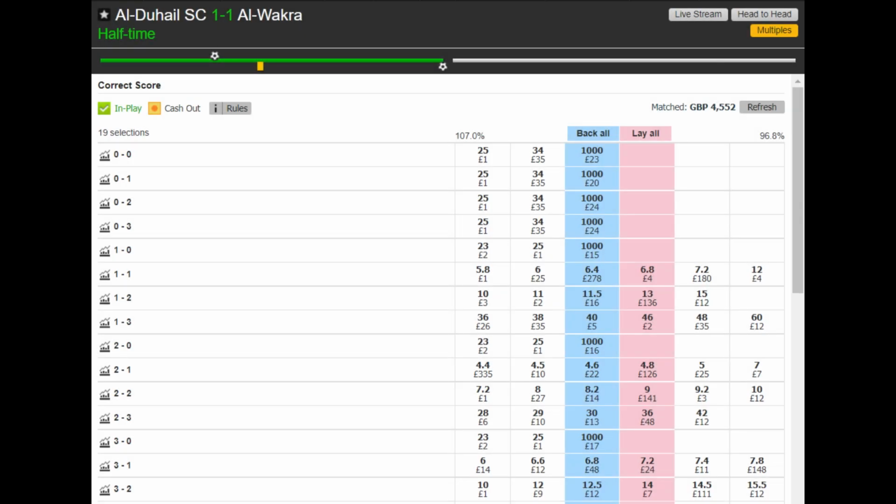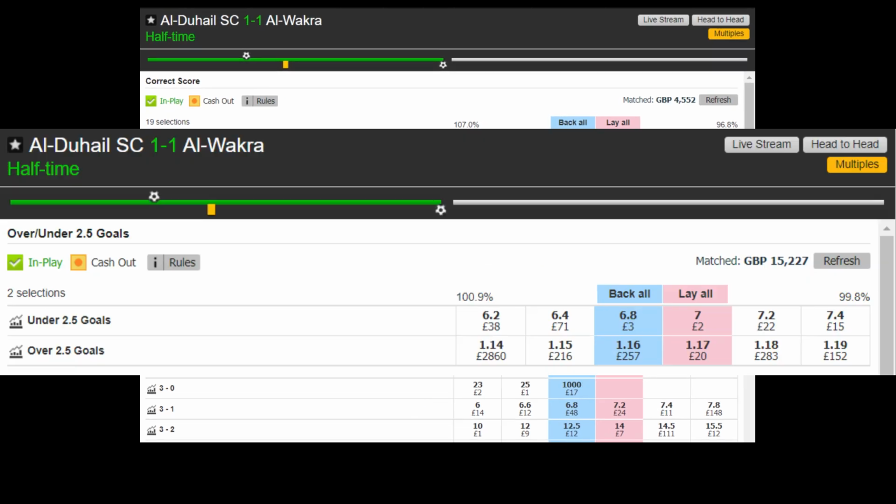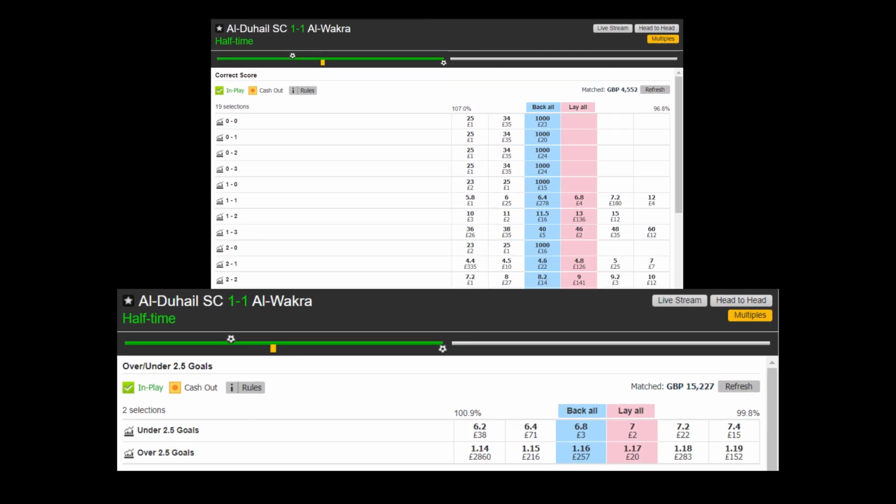I purposely picked this game so I could screw up the names. This is Al Duhail versus Al Wakra. It's half time and the score is 1-1. The odds on the 1-1 market currently sit at decimal 6.4 to back and 6.8 to lay. So let's take a look at the under market, and you will see the odds almost mirror the correct score odds, and you will find a lot more liquidity to get your lay bet matched here.